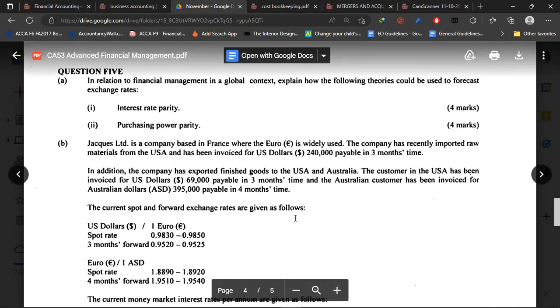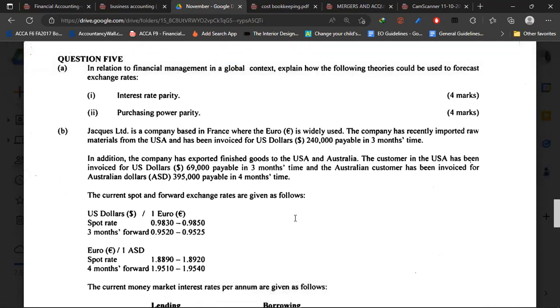Now, there is one aspect that I just want you to understand. There is a matching principle. Kama Cecilia namdai, for instance, as per the question tumeambiwa vizuri, Jefferies Limited is a company based in France. So unajua home currency ni euro, where the euro is widely used. The company has recently imported raw materials from the USA and has been invoiced US dollar 240,000 payable in 3 months' time. In addition, the company has exported finished goods to the USA and Australia.